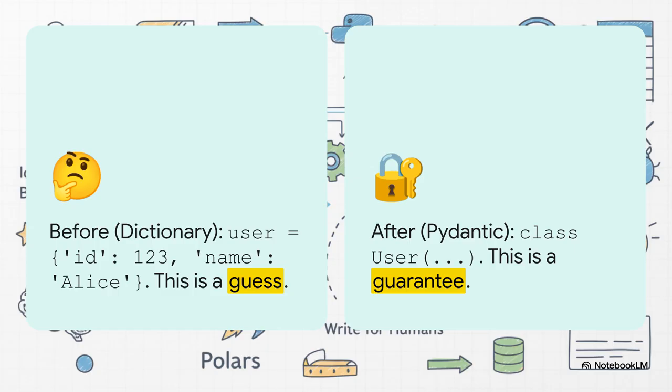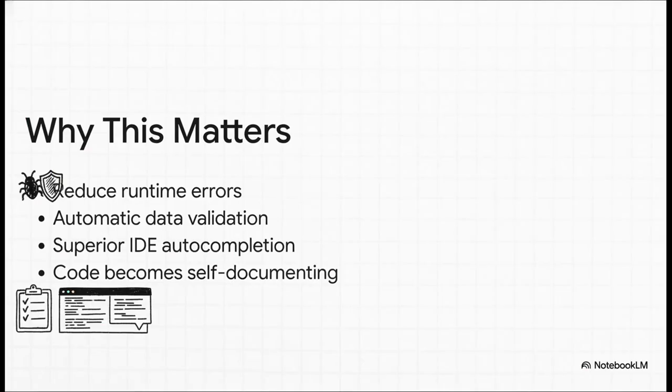If you try to create a user with the wrong data, Pydantic will yell at you immediately, not later. It turns data validation from a hope into a certainty. And the benefits of this are just huge. You slash the number of runtime errors, you get data validation for free, your code editor like VS Code suddenly gives you amazing auto-completion because it knows the exact shape of your data, and maybe best of all, your code basically documents itself. It's a massive win all around.